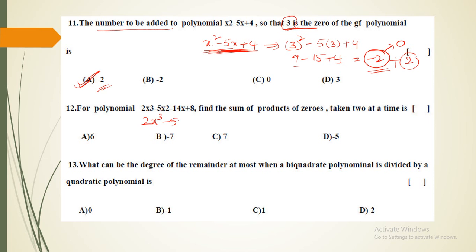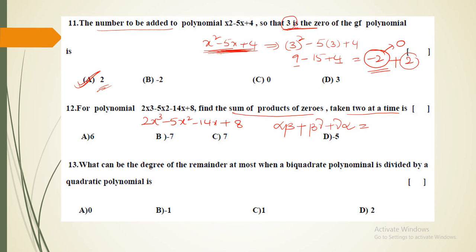2x cube minus 5x square minus 14x plus 8. So this is the given cubic polynomial. And what is it asking? Sum of product of zeros taken 2 at a time. Taken 2 at a time means if alpha, beta, gamma are the zeros, then alpha beta plus beta gamma plus gamma alpha is nothing but the sum of product of zeros taken 2 at a time.